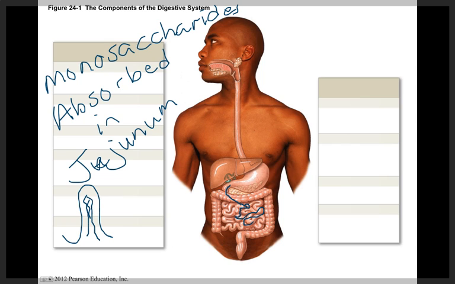Okay, and these blood vessels lead into larger blood vessels, and these larger blood vessels are going to head to the liver. So monosaccharides get absorbed into the blood, and all blood leaving the intestinal area will go to the liver. And here in the liver, the liver will do some metabolic regulation and figure out what to do with the monosaccharides.